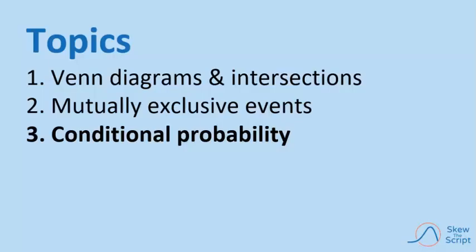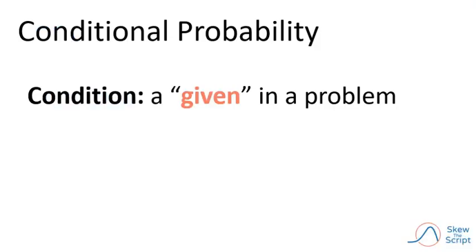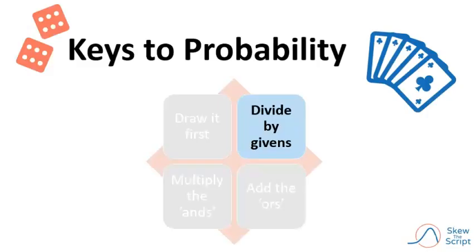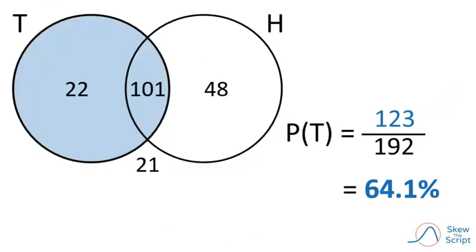The last probability concept that we'll look at for today is conditional probability. A condition is a given in a problem, something that you already know has occurred. We represent conditions or givens with this vertical line notation. So this statement means the probability of A given B, or the probability that A will occur given that B has already occurred. Going back to our keys to probability, conditional probability is where dividing by the givens comes into play. Recall that we found the probability of selecting someone who is tall was 64.1%.